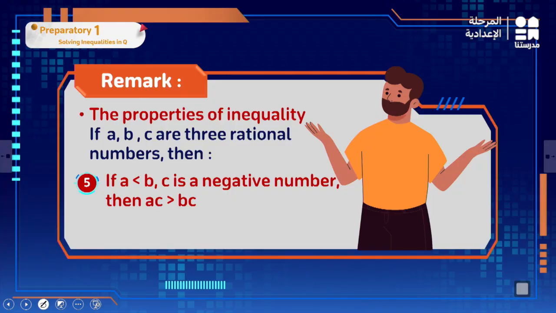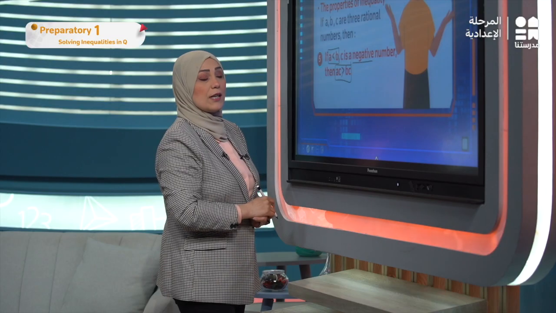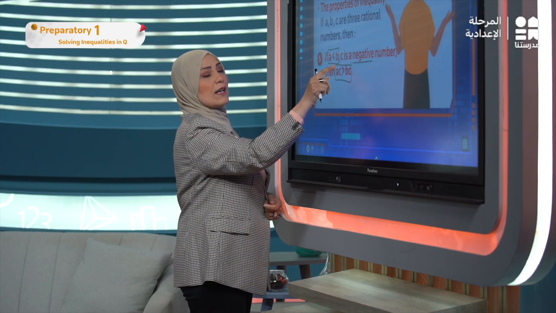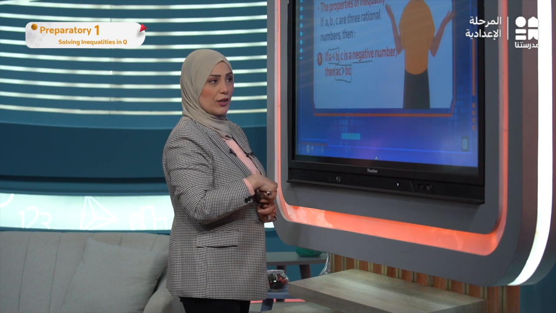What about if we multiply or divide by a negative number? Here we have, if A is less than B and C is a negative number, then A times C is greater than B times C. What do you observe here? I start with less, and I flipped the inequality sign. It was less, and it becomes greater than.